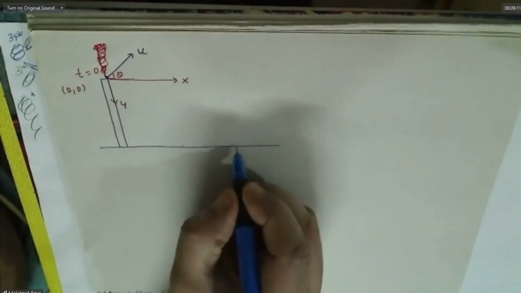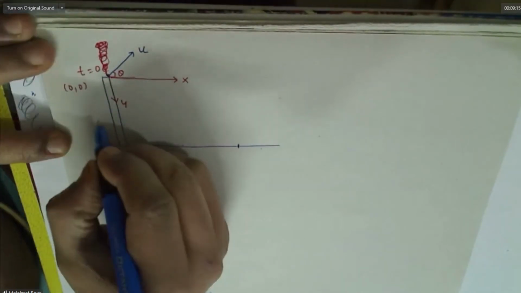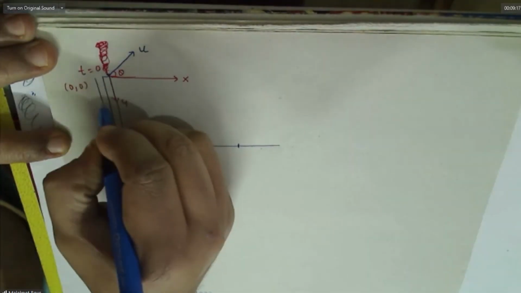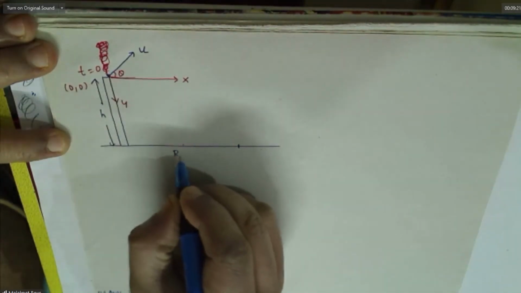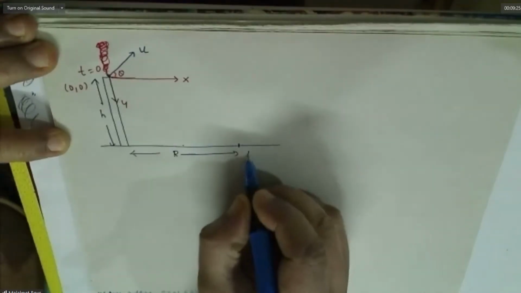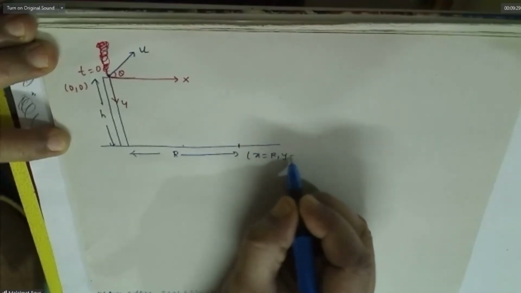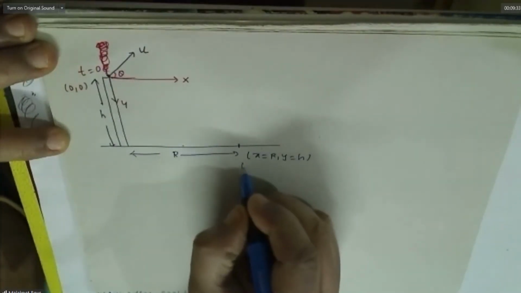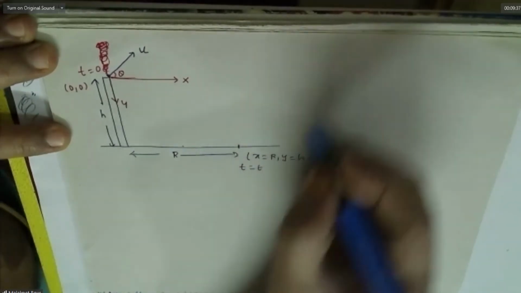So here this is t equals 0. Somewhere it lands here. Say he'll give you the height of the tower or some other parameter. Say it lands over here. Then x is equal to R, y equals H. If you take upward, y equals minus H, t equals T. Now you can see the same thing.